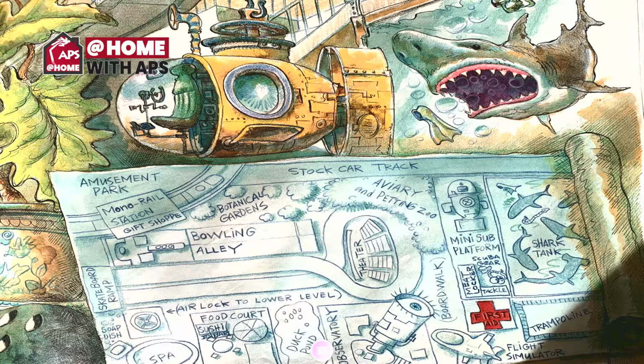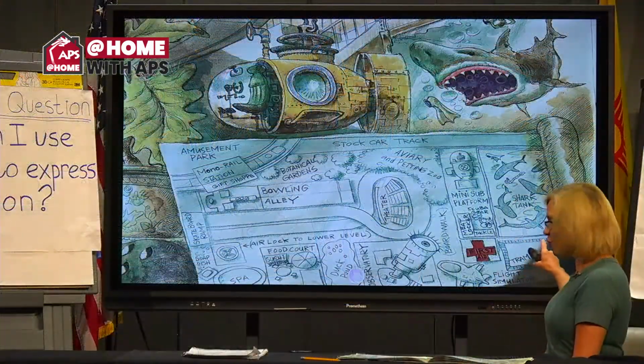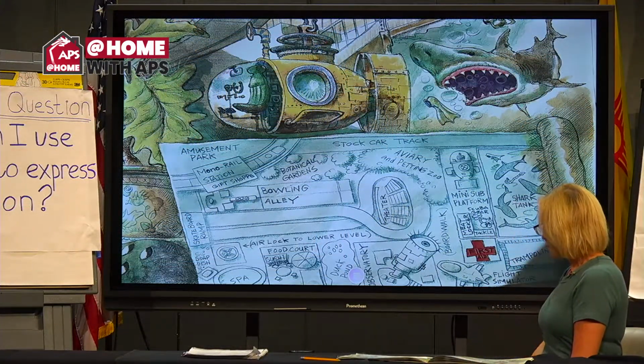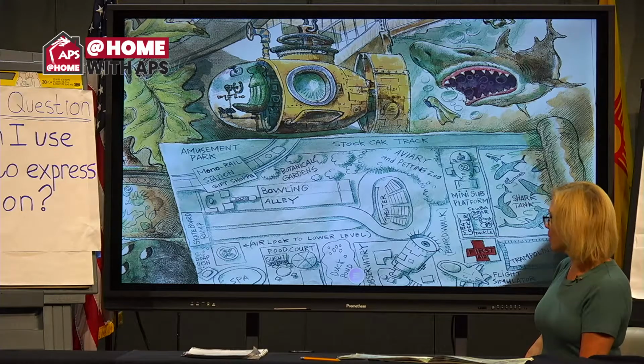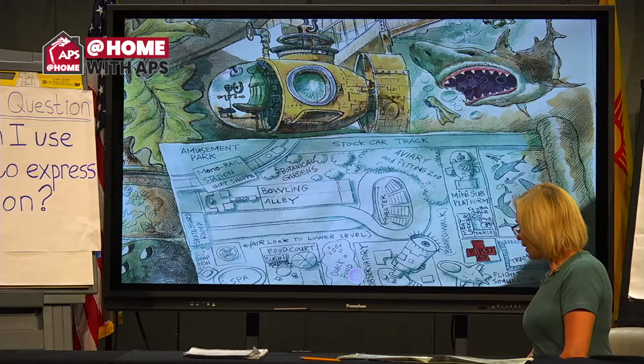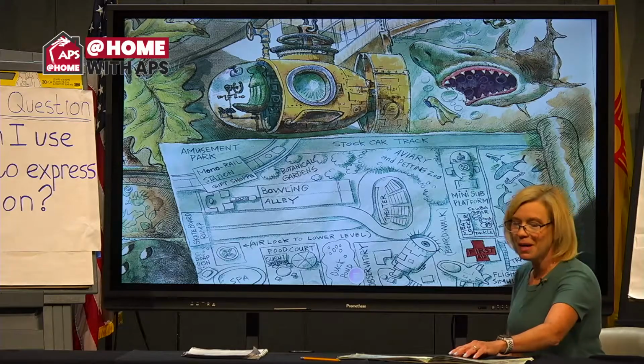Check this out. Would we all love that for our room? He was really busy. This is a very creative child. We have a shark tank. We have a platform for a mini sub. Trampoline in the corner. Oh, even a food court that serves sushi and a duck pond. My goodness.